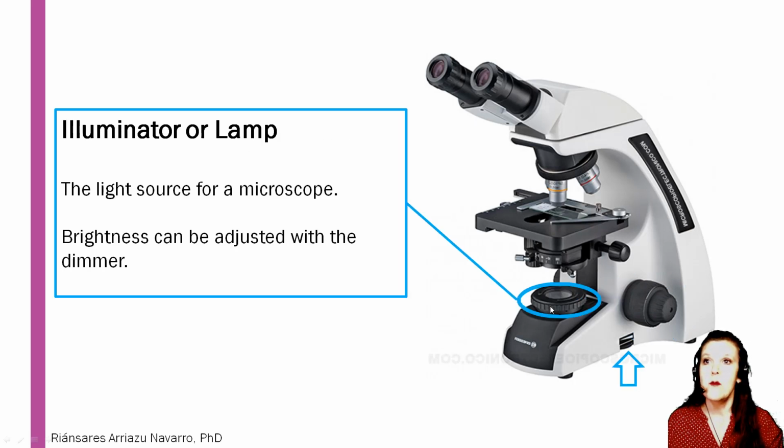Then there's the illuminator or lamp, the light source of our microscope. It's important because it's a light microscope, so we need light for sure. We can adjust the light using this button here. And there's another option that we are going to see later.